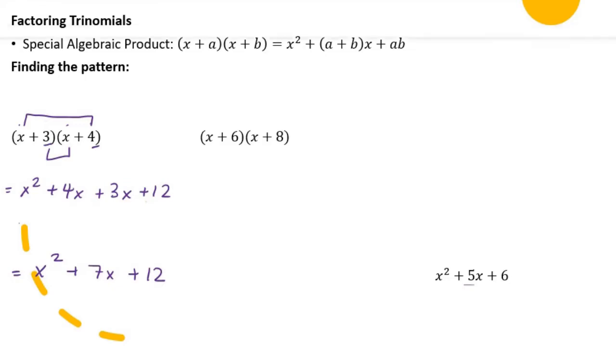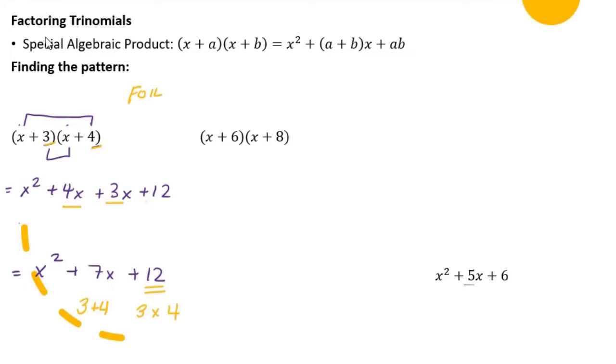If I look at the 12 in the unfactored form, I notice that it's a product of 3 and 4. 3 times 4 is 12. And those are the last two numbers. If I'm thinking of FOIL, first, outside, inside, last, the last two numbers in both binomials. Now 7 is the sum of 4x and 3x. It's the sum of 3 and 4.